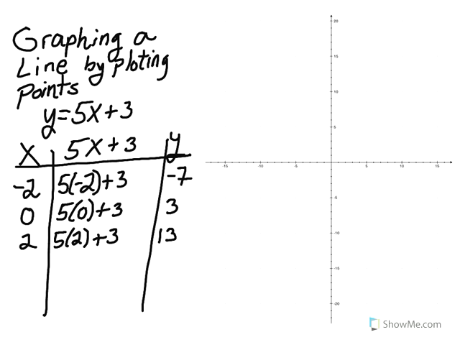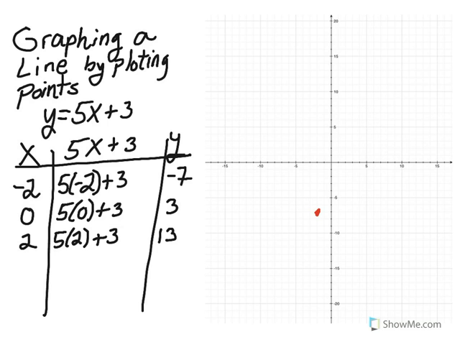Please pause the video and take a moment to copy this all down into your notes. Next, we plot the points on the graph and label the ordered pairs. The first point that we're going to plot is negative 2, negative 7. So I find negative 2 on the graph and negative 7 in the y direction on the graph and plot the point.